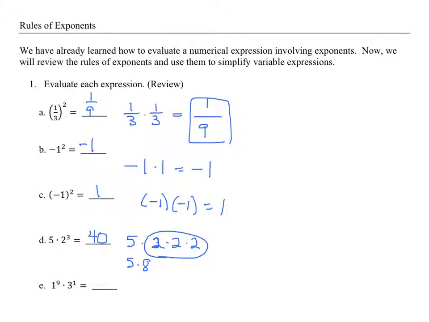The next one is 1 to the 9th times 3 to the 1st. Well, 1 to the 9th is just 1, right? And 3 to the 1st is just 3. So 1 times 1 times 1 times 1, all these ones multiply together, and 1 times 3 is 3.